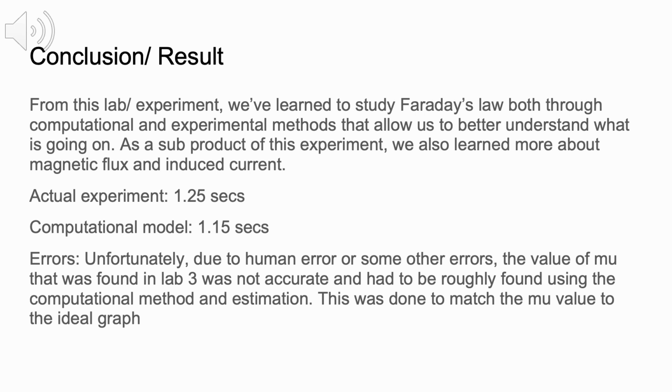Some of the errors in this lab: unfortunately, due to some human errors and perhaps some other errors, the value of mu found in lab 3 was not accurate, and we had to roughly find a new value for mu using the computational method as well as estimation. This was done to match the mu value in order to produce an ideal velocity time graph.